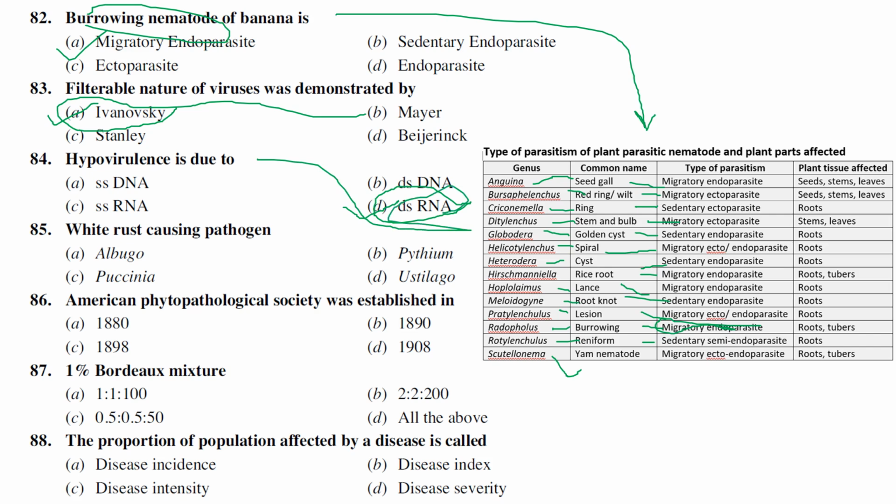Next one, white rust causing pathogen: Albugo, Pythium, Puccinia, or Ustilago. Now we will see. Pythium generally causes damping off, Puccinia causes rust, Ustilago causes smuts. So ultimately the answer is Albugo. Albugo causes white rust disease.